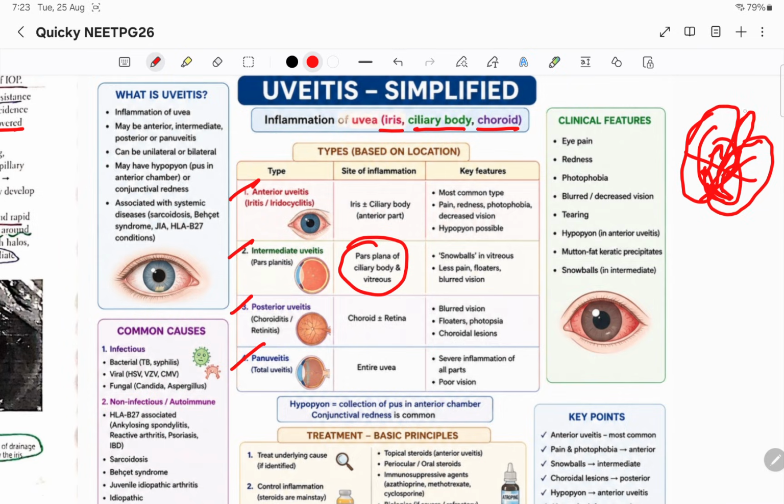Then panuveitis, meaning the entire uvea will be affected. Here the entire eye might be getting affected. Okay, so this is the thing with respect to uveitis. So the features are all the same: inflammatory features, eye pain, redness, all these things will be there.